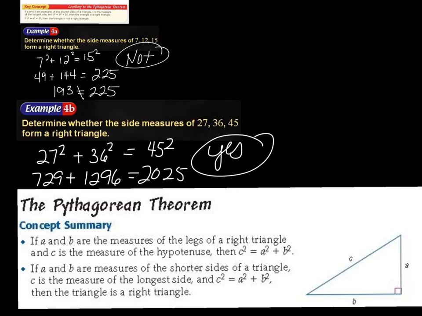If a and b are the measures of the legs of a right triangle and c is the measure of the hypotenuse, then a squared plus b squared equals c squared. And if a and b are the measures of the shorter sides of the triangle and c is the measure of the longest side, and c squared equals a squared plus b squared, then we know the triangle is right.